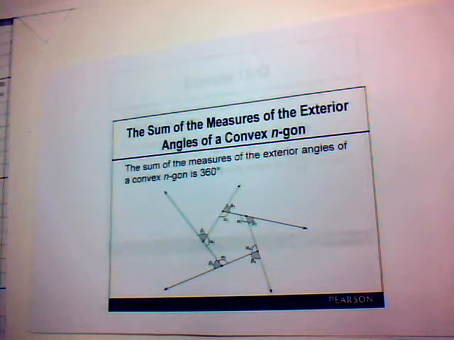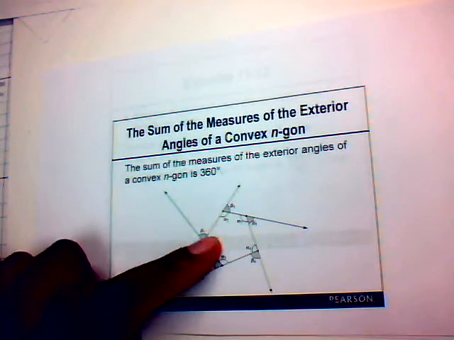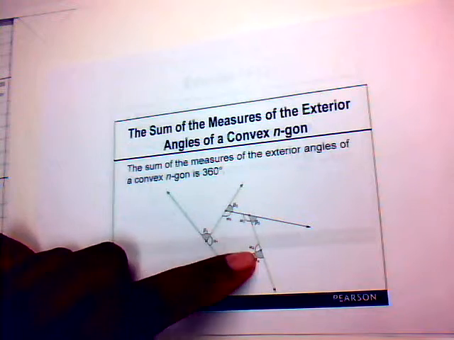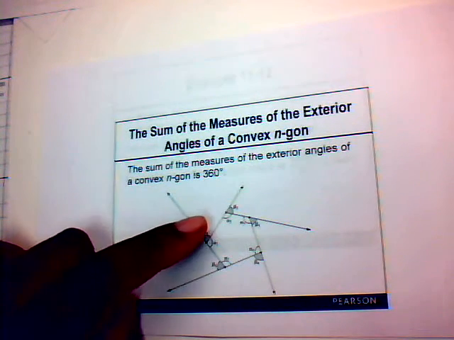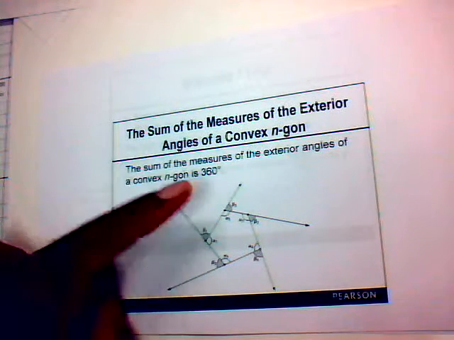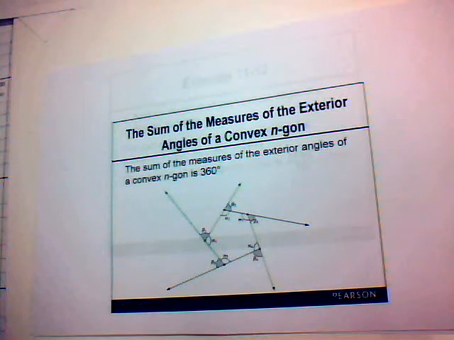Okay, next, the sum of the measures of the exterior angles of a convex polygon, or a convex n-gon, is always going to be 360 degrees. If you were to extend all the sides of that polygon to get their exterior angle measures, if you take the sum of each of the individual exterior angles, it's always going to equal 360, no matter what.